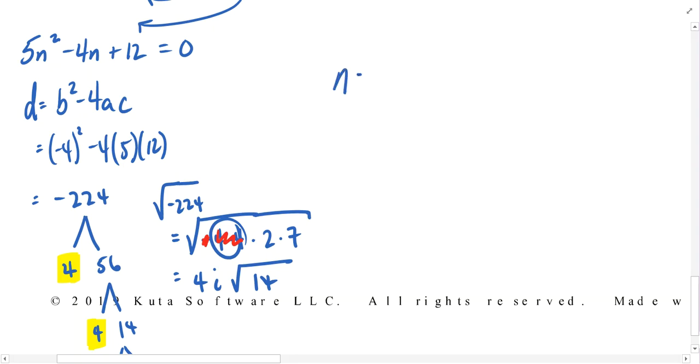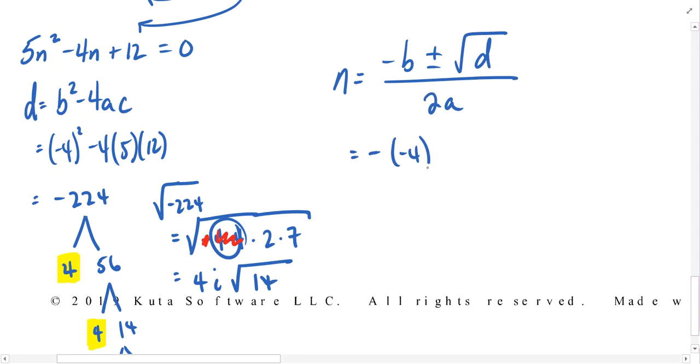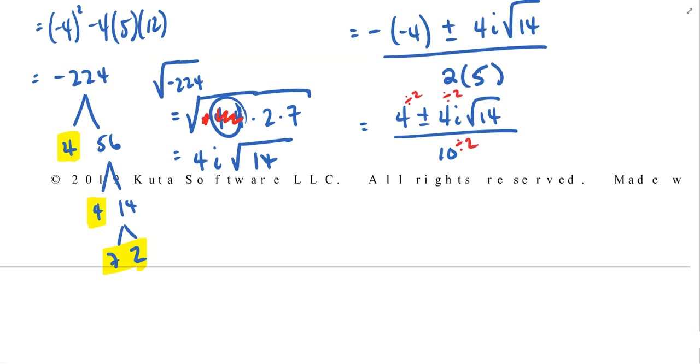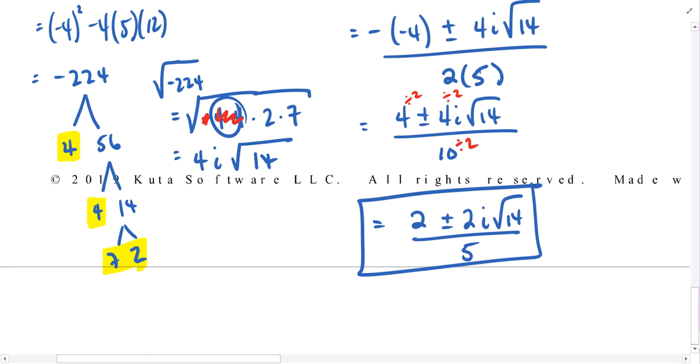So finally, our solution for n is the opposite of b plus or minus square root of the discriminant divided by 2a. That's the definition of the quadratic formula we were using last week. Our b value was negative 4, so the opposite of negative 4 plus or minus 4i square root 14 divided by 2 times a, and we said that a was 5 just a second ago. The opposite of negative 4 is positive 4 plus or minus 4i square root 14 divided by 10. Each of these numbers are divisible by 2. So we should divide the common factor out, and we'll finish with 2 plus or minus 2i square root 14 divided by 5. That looks like a good final answer.